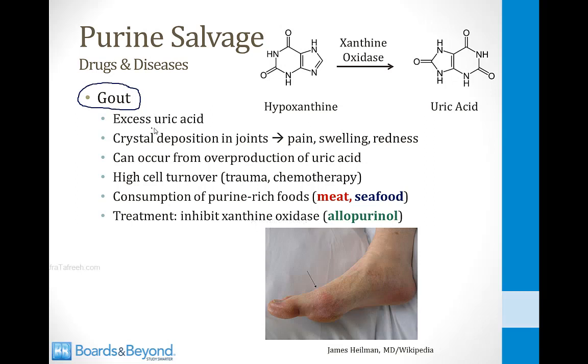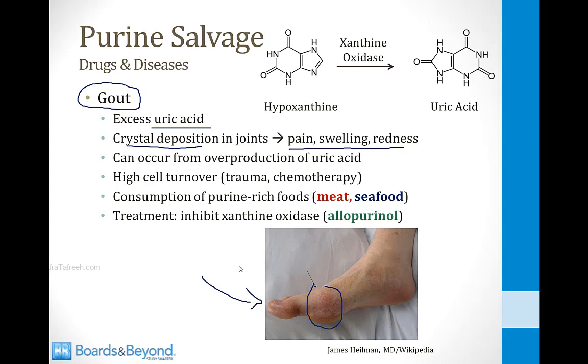Gout occurs when there is excess uric acid present in the plasma. Uric acid crystals will deposit in joints, leading to pain, swelling, and redness. The most common location is the base of the big toe, as is shown in this picture right here. Now, this can occur from under-excretion of uric acid. For example, patients who are placed on diuretics like furosemide often under-excrete uric acid, and they can have gout attacks because of this.